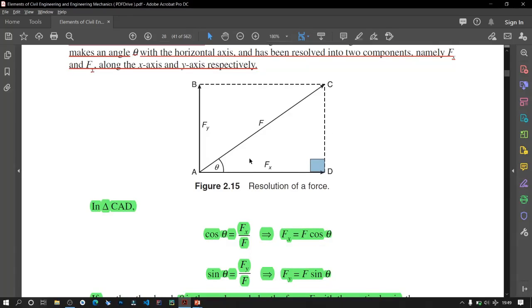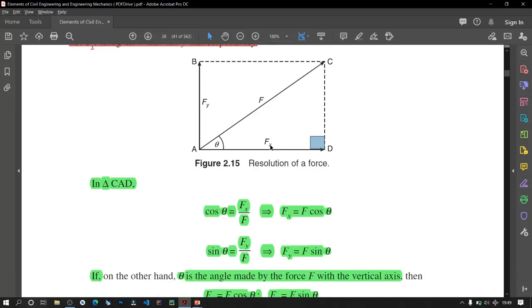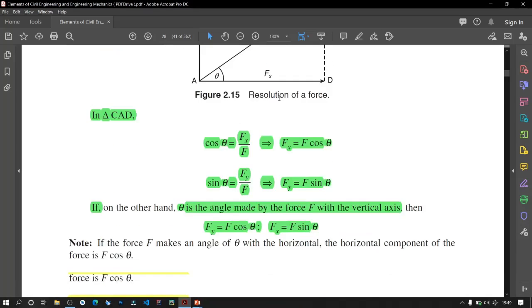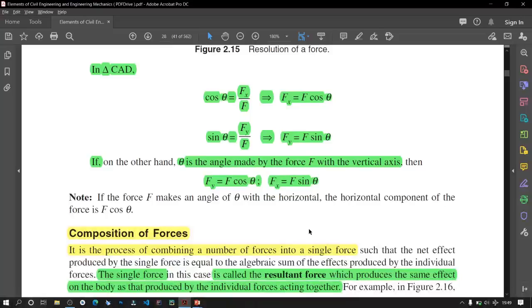By using trigonometry, Fx value is F cos theta and Fy value is F sin theta. This is theta, and in trigonometry cos theta is equal to base upon hypotenuse. This is base and this is hypotenuse, this is b and this is h, and this would be p and this would be h. So p upon h is sin theta and b upon h is cos theta. Here Fy is F cos theta, Fx is F sin theta.